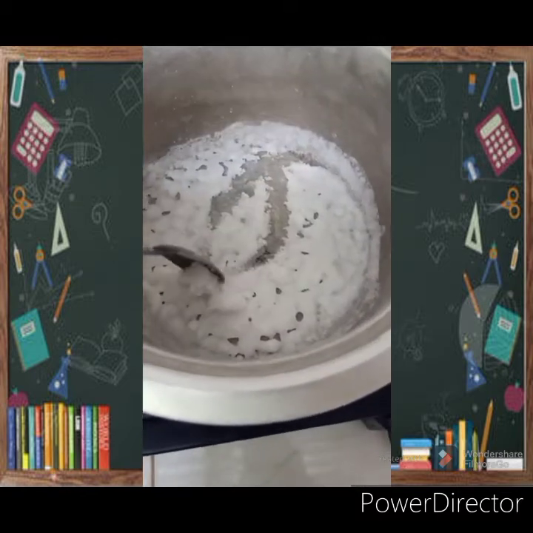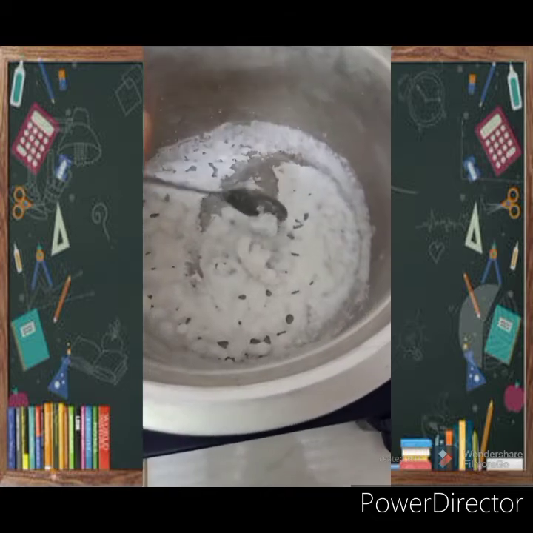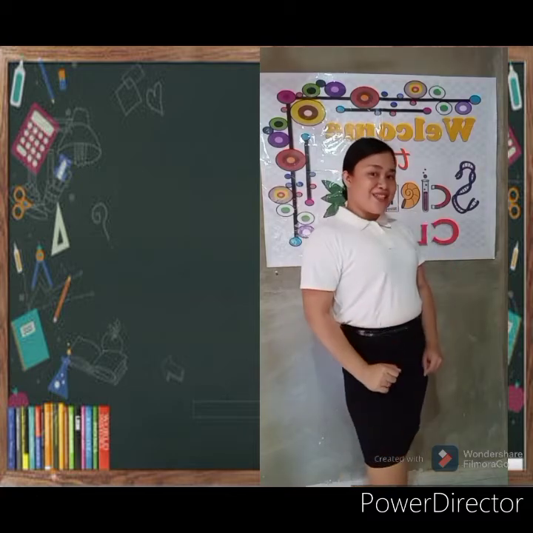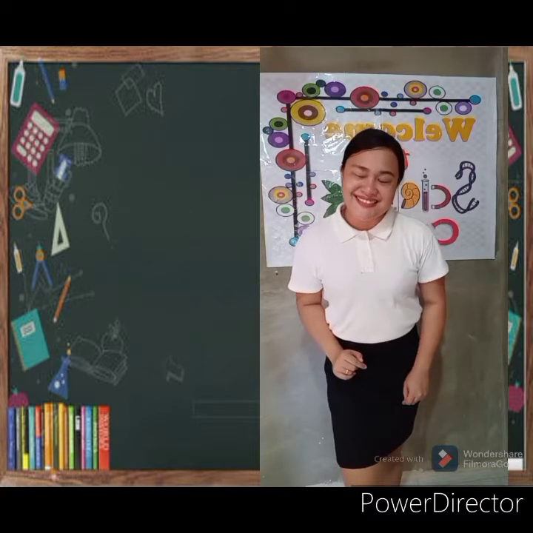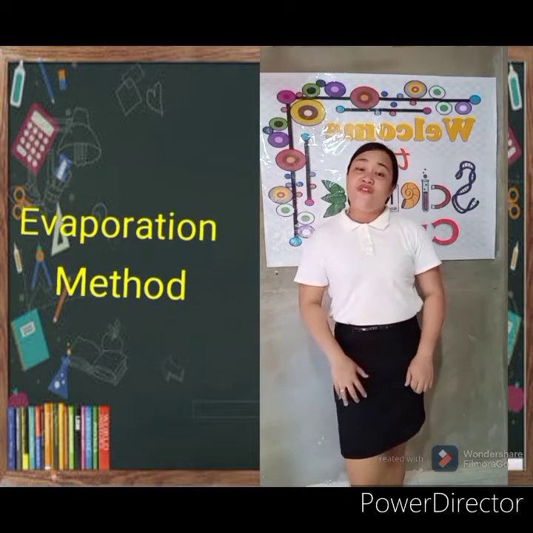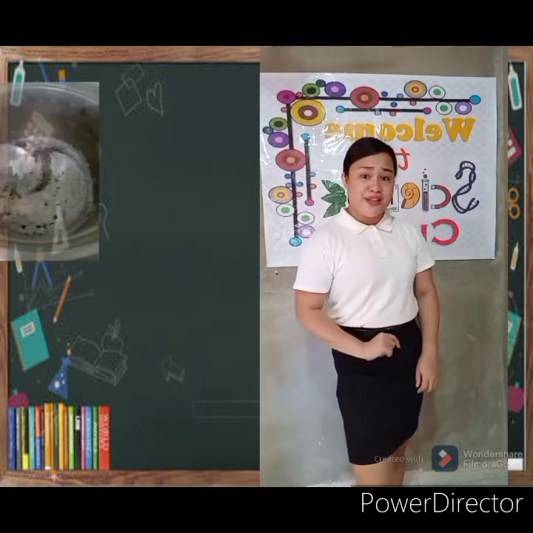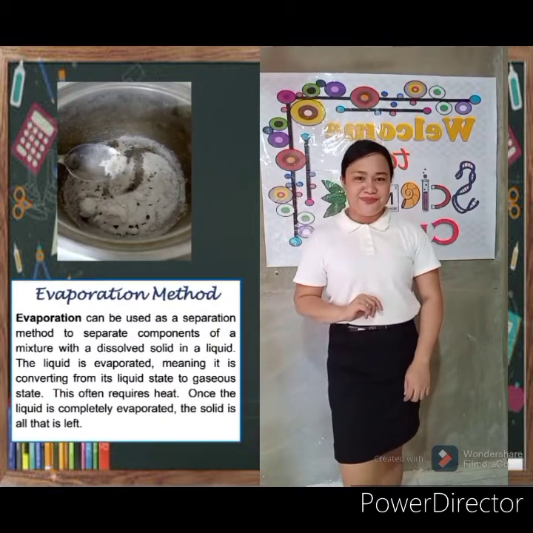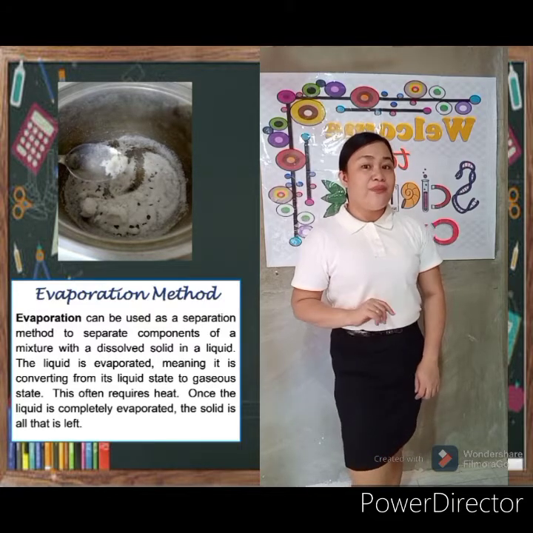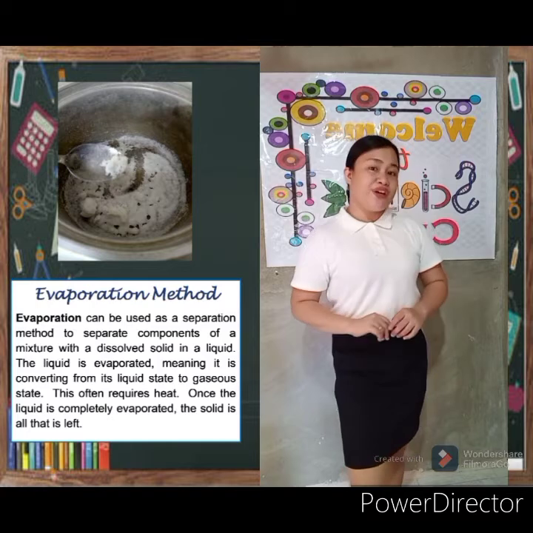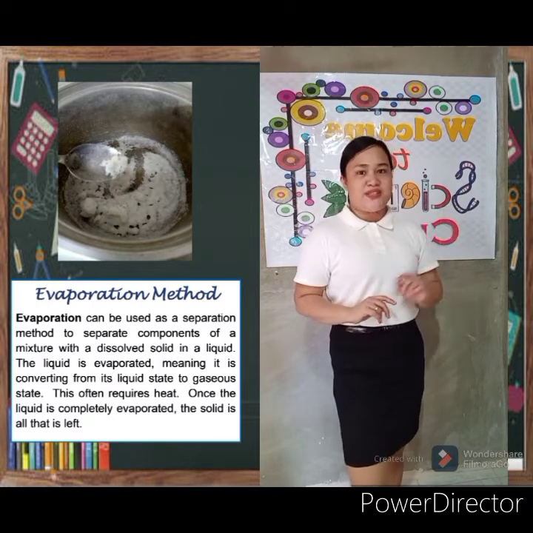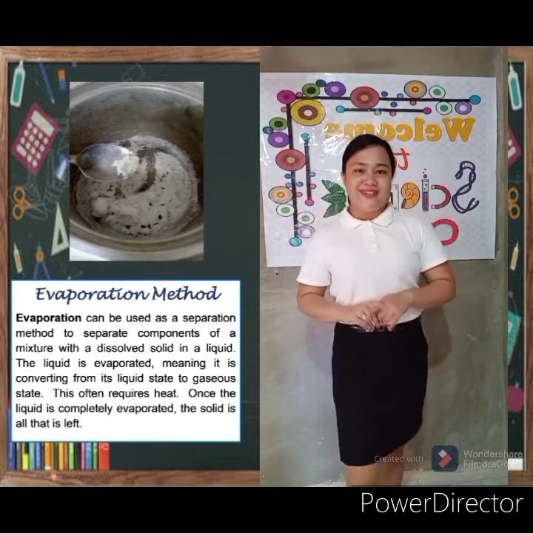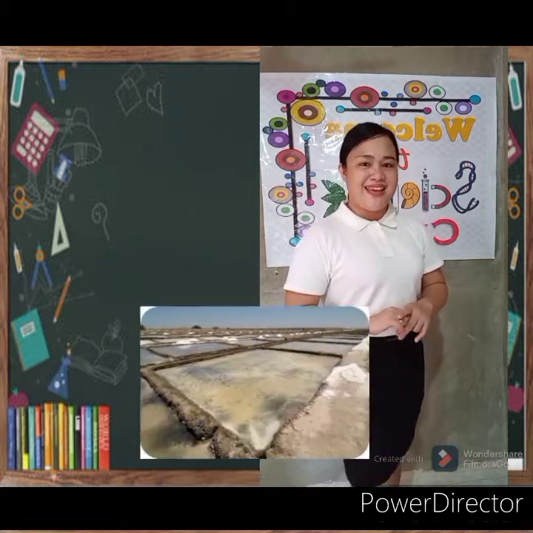As you can notice, once the liquid is completely evaporated, the solid is all that is left, which is the salt. Okay, the first activity uses the evaporation method. Evaporation method can be used to separate the components of a mixture of a dissolved solid in a liquid. The liquid is evaporated, meaning it is converting from its liquid state to its gaseous state. It usually requires heat. And one of the perfect examples of this is salt making.